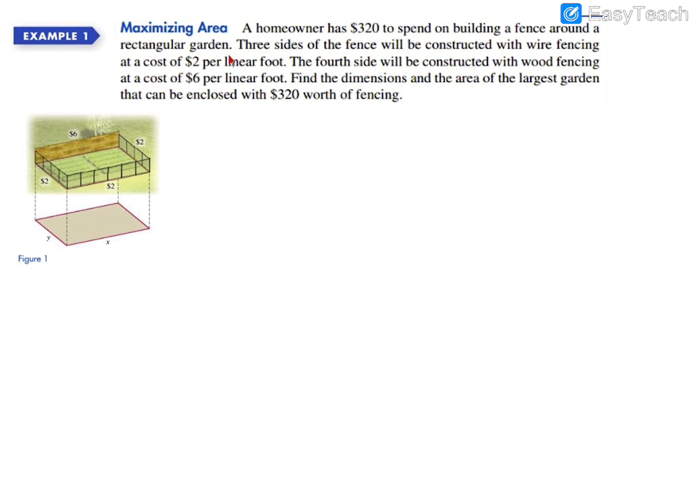Actually, this figure gives us some information according to the question. We don't know this length and we don't know that length, but our aim is to build a fence around a rectangular garden. This is the rectangular garden. Let's denote this length as x and this length as y. The cost of these three lengths is $2 per foot, and the cost of this length, the wood fence, is $6.